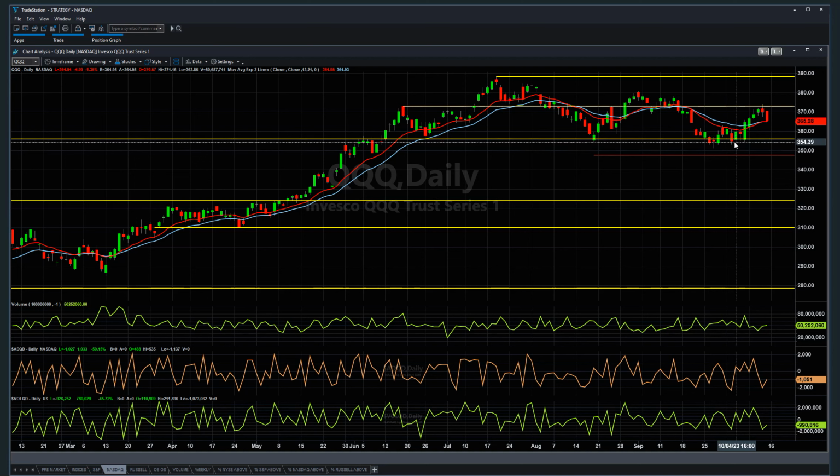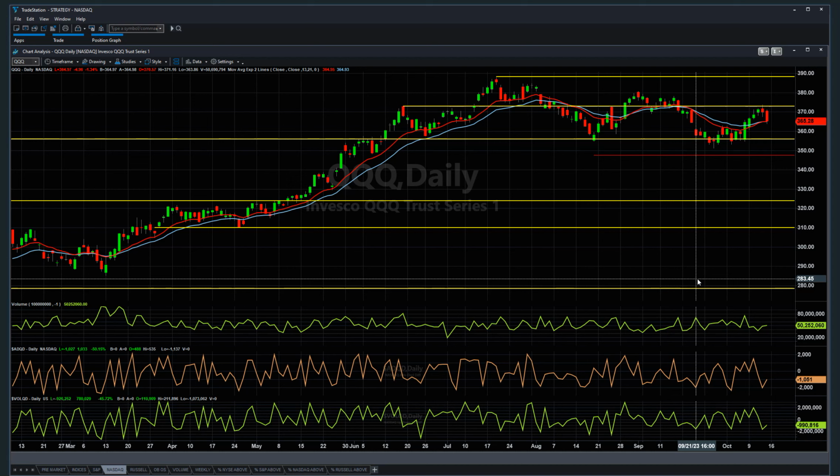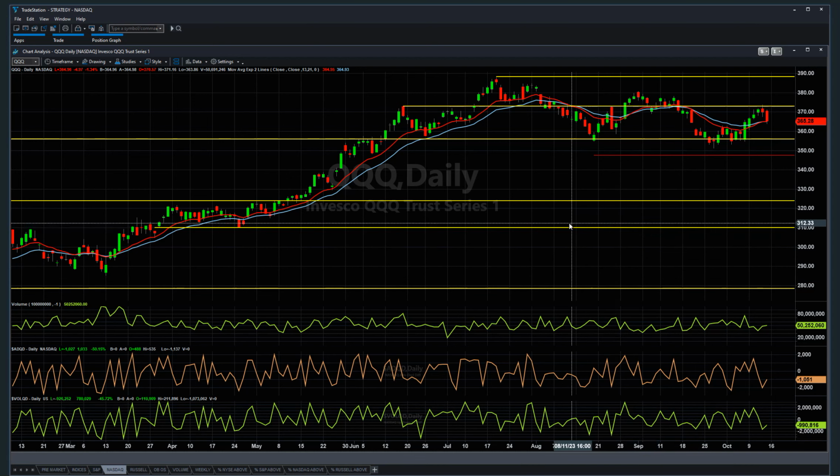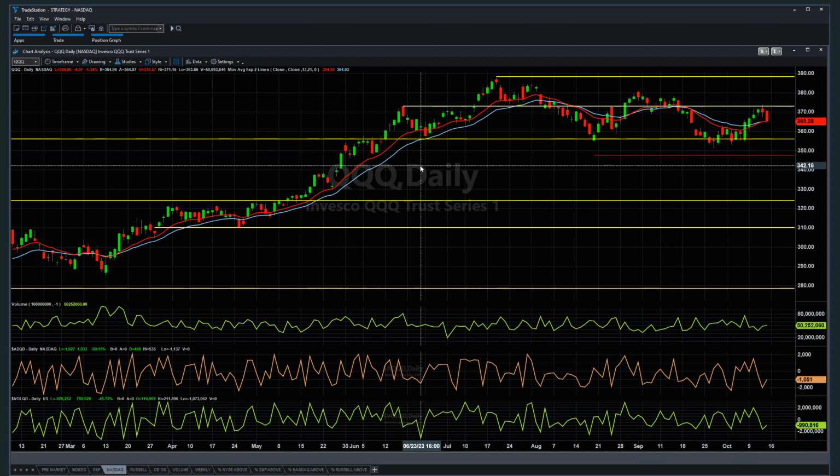Same thing occurred on this move higher. You can see volume fell off, suggesting that it was not attracting new buyers. Breadth was diverging, suggesting that the weakness internally was not going to allow price to continue higher unless the internals changed, and they did not.